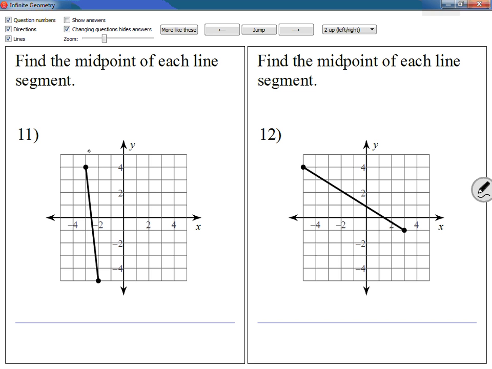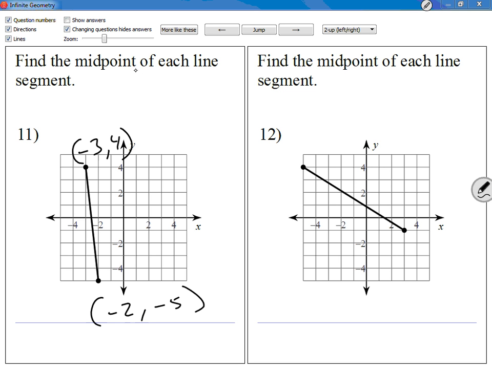If you notice, one of my endpoints is negative 3, 4. Right? Based on the picture, I can tell it's negative 3, 4. The other endpoint is negative 2, negative 5. Right? Based on the picture, I can find the coordinates. Alright, so now we can do this.